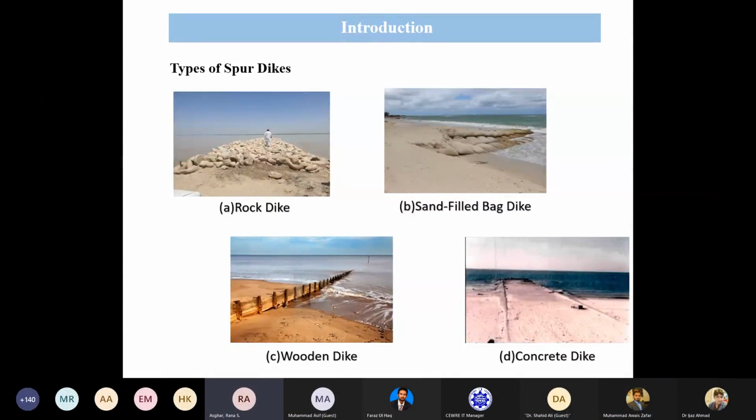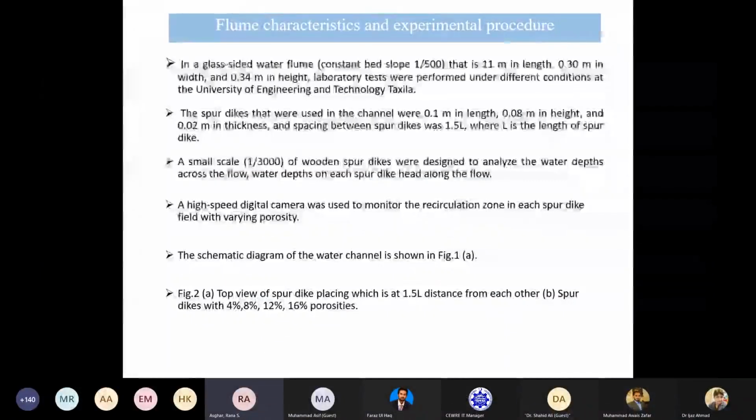Depending upon the construction material, these are the types of spur dikes. First one is rock spur dike. Second one is sand-filled bag dike. Third one is wooden dike, and fourth one is concrete dike. And next is flume characteristics and experimental procedure.